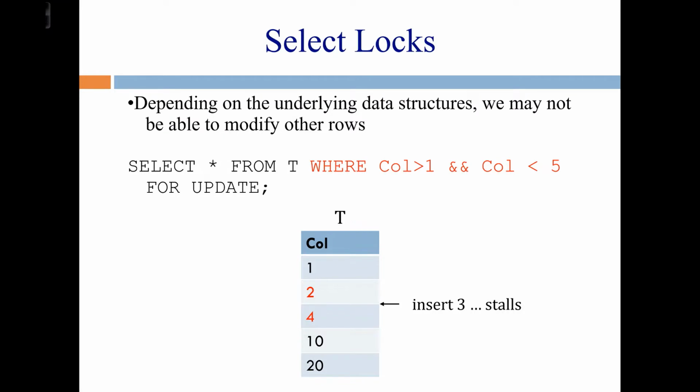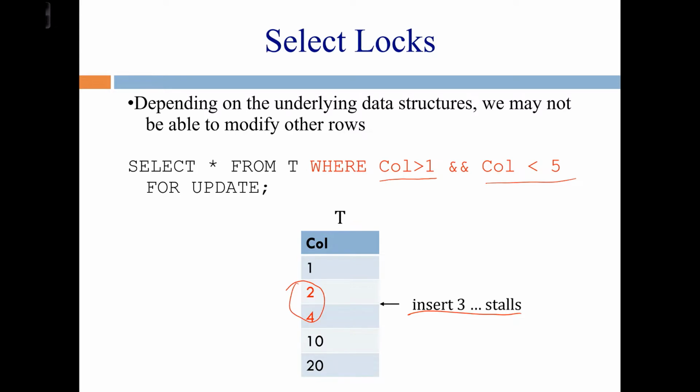So let's look at this other example here where I'm selecting a range for locking. So I'm locking everything where the value is greater than 1 and less than 5. So in that case, it would look like I should only be locking those 2 rows. And what if I then try to insert a 3? Well, the way the data structure for this table works is that inserting that 3 would have to modify the part of the data structure that is also holding the 2 and the 4. So this insert of 3 would probably stall in this case, since that part of the data structure is locked.